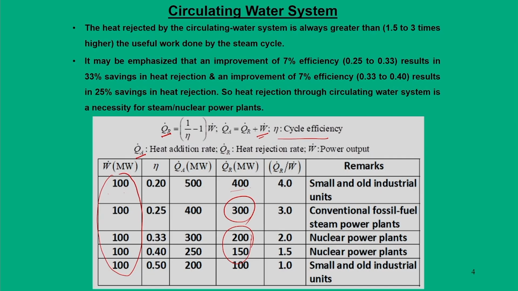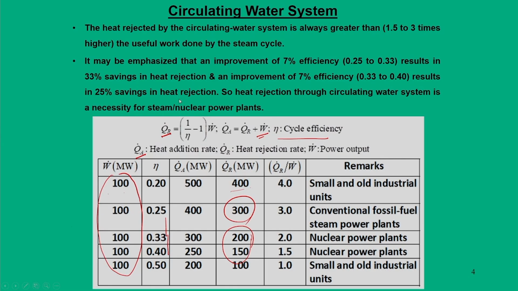But how much heat rejection, that depends on the nature of the power plant that we study. Another important aspect is that there is an improvement of 7% in efficiency, from 0.25 to 0.33, which results in a 33% saving in heat rejection. And again, an improvement of efficiency from 0.33 to 0.4 results in a 25% saving in heat rejection.